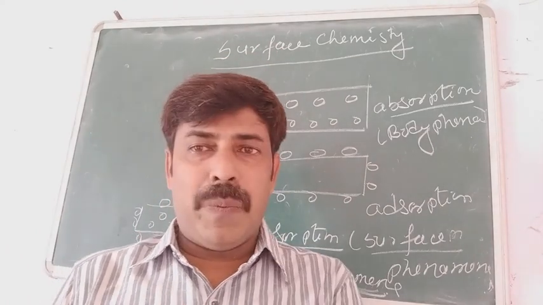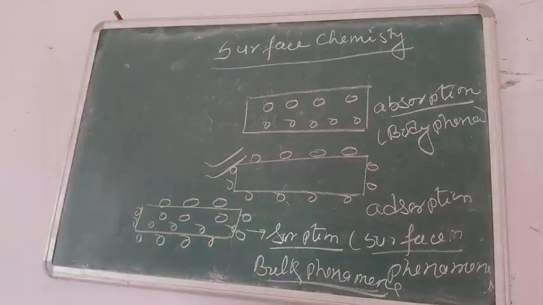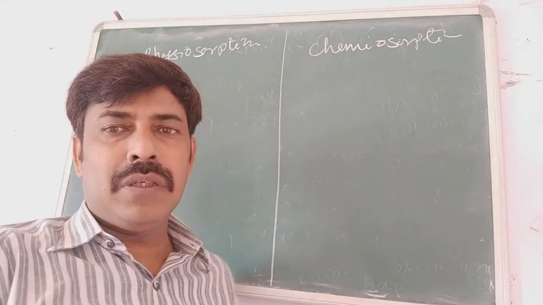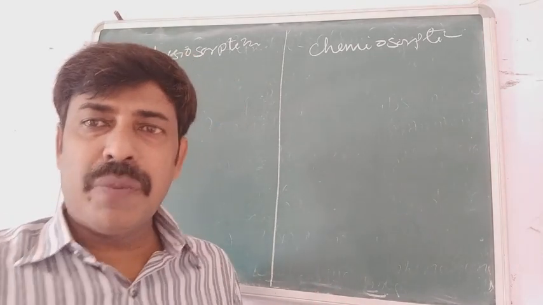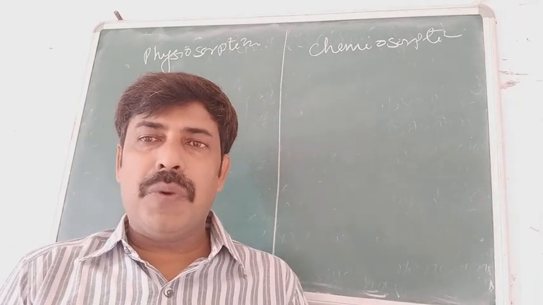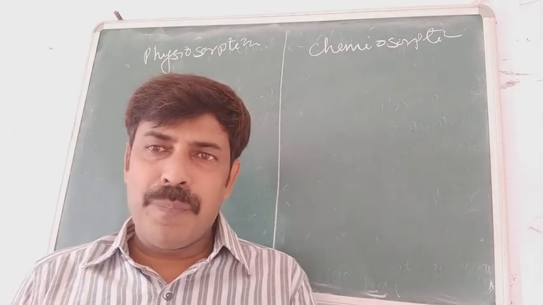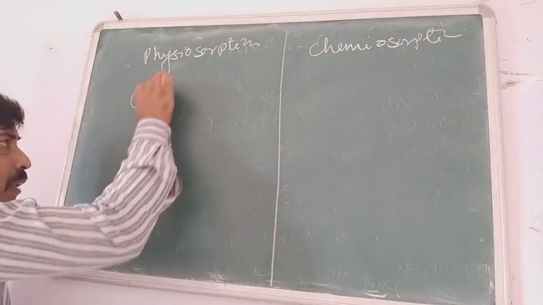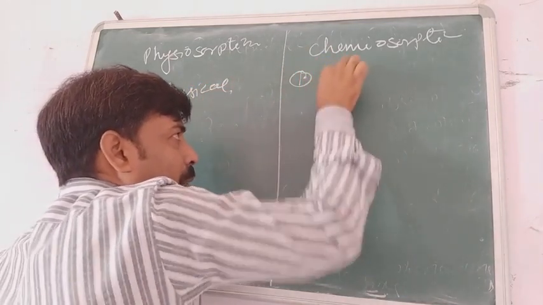So we will study the different classes of adsorption, that is the physisorption as well as the chemisorption. So here we are seeing the difference between physisorption and chemisorption. When you see the difference, first, on the basis of the name, you can easily identify that physisorption is a physical process, whereas chemisorption is surely a chemical process. So this is the first difference between physisorption and chemisorption.